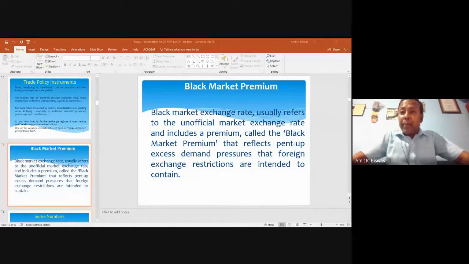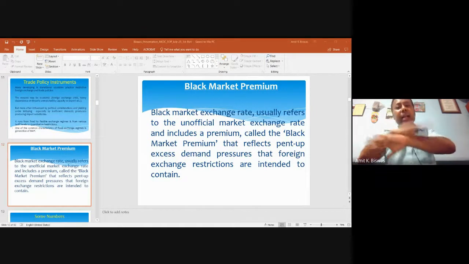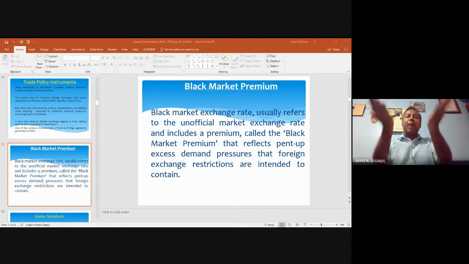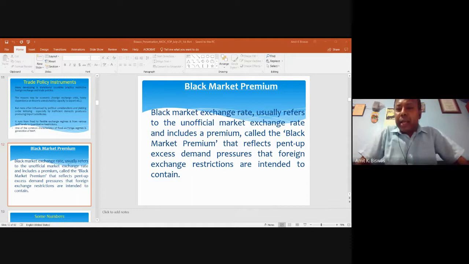And why an upper limit? Because you are receiving the foreign currency at a cheaper rate than the market, as in the example I gave you. So the moment there is excess demand, it takes the price up. And exactly that's the reason the black market premium, or the black market to be precise, got formed.